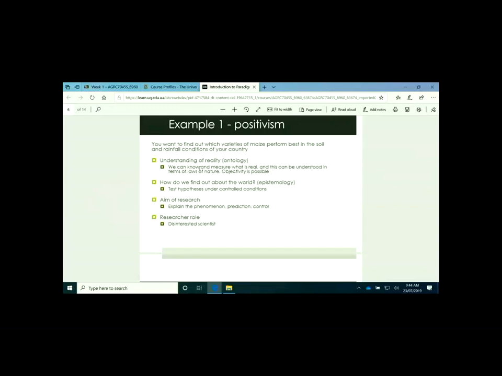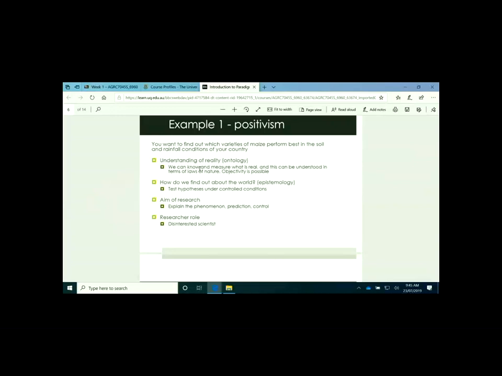All right? And how do we understand how to find out about the world? Well, normally in this sort of framework, we develop hypotheses, we run experiments under control conditions or at some level of control conditions, and we test whether that is true or false. Right? Normally the aim of the research is to explain some phenomena, to predict what's going on, or to control something, or to develop some sort of technology.